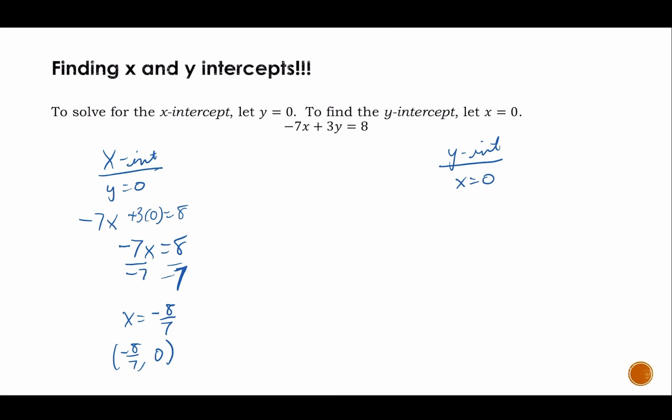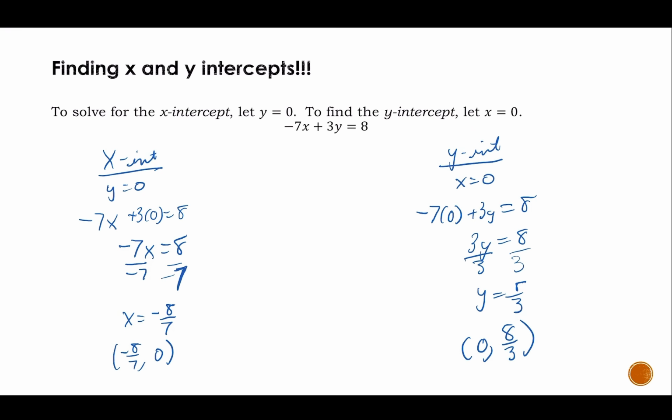To find my y-intercept, I let x equal 0. I have negative 7 times 0 plus 3y is 8. That leaves me with 3y is equal to 8. I divide both sides by 3 and find y equals 8/3. So when x is 0, y is 8/3 is my y-intercept.